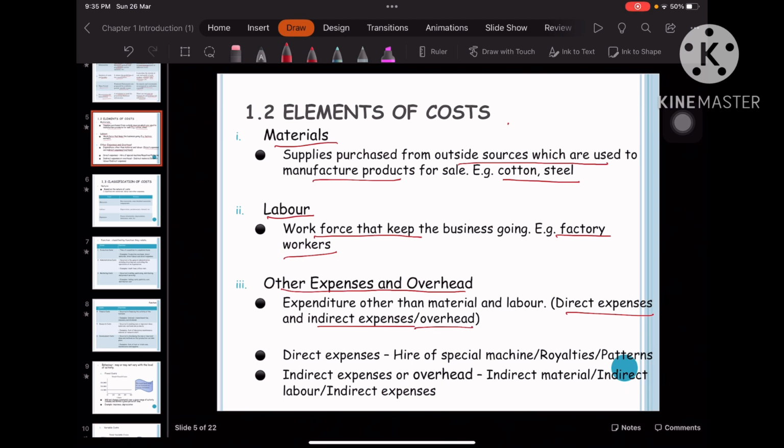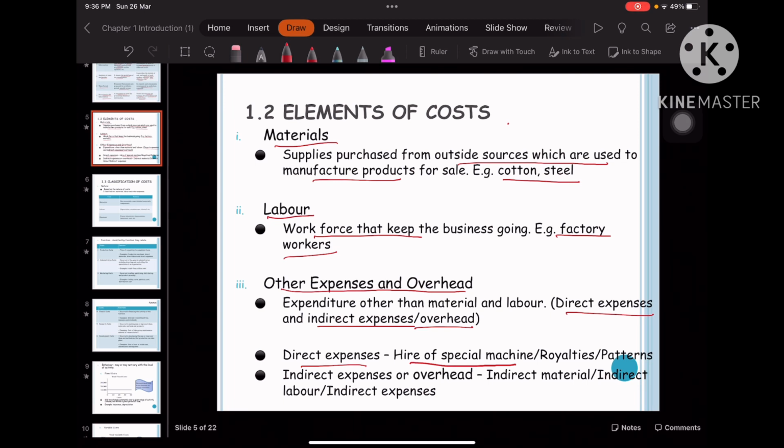So what about the direct expenses? Direct expenses mean that this is directly incurred for something we would like to do. For example, hire of a special machine. If we would like to produce something and we don't have this kind of machine, we are unable to produce our product. In order to buy, we don't have enough capital, we don't have enough money, so we just hire from our supplier. So the cost of hiring this kind of special machine, we name it as a direct expense.